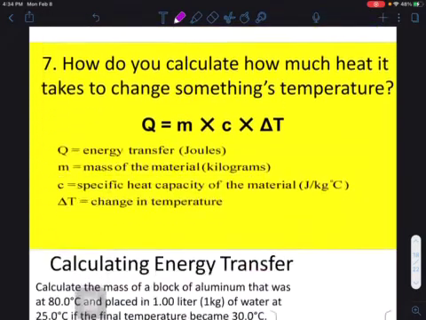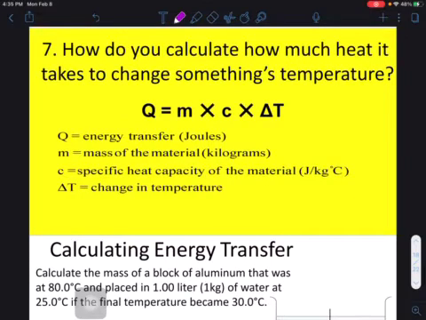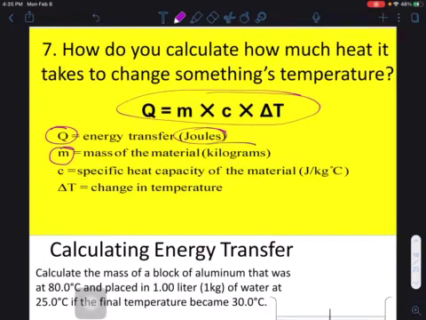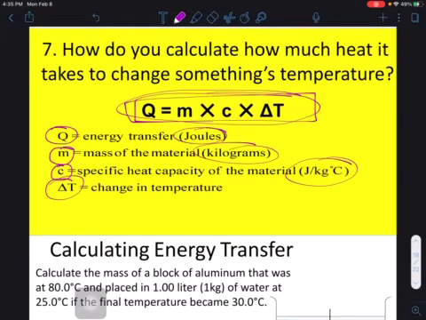Your formula that we use to calculate how much heat it takes to change something's temperature, this is your formula right here. Here are the symbols. Q stands for the energy, in joules. M is the mass, in kilograms. C is your specific heat capacity, typically measured in joules per kilogram per degree Celsius, and this is the change in temperature. Heat energy equals mass times specific heat capacity times change in temperature.